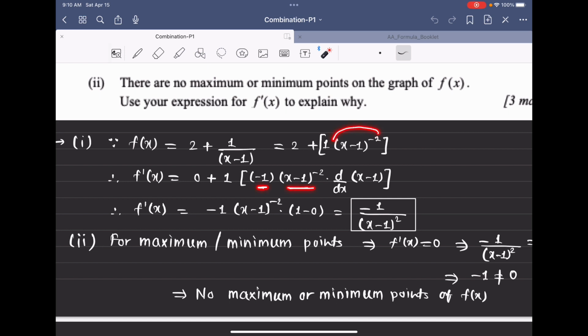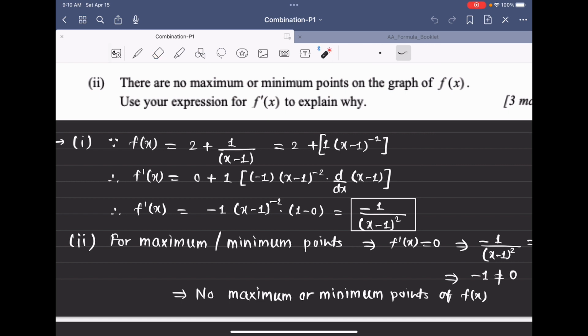Bracket will remain as it is. Rest to power is decreased by 1, so minus 1 becomes minus 2. Times, because it's a chain rule. I'm not using a chain rule by showing that, I'm directly using that. Times, you took a derivative of a bracket, but you haven't taken derivative of actual x term. So you have to take a derivative of inside term, x minus 1.